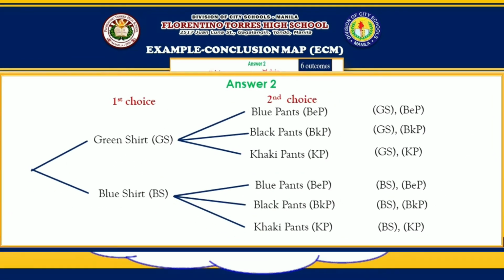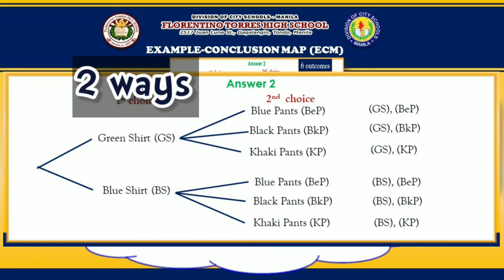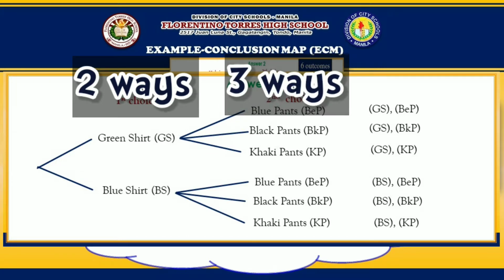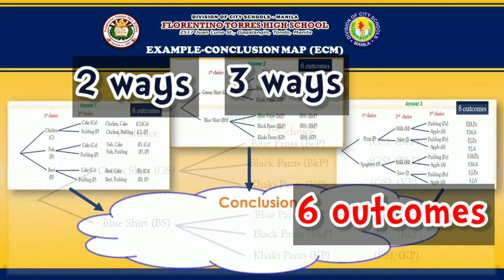For number 2, an outfit to wear. On the first event or category, you have 2 ways of choosing for the shirt to wear. It's either a green or a blue shirt. For the second event or category, you have 3 ways of choosing a pants. A choice of blue, black, or khaki pants, with an outcome of 6 ways of an outfit to wear.